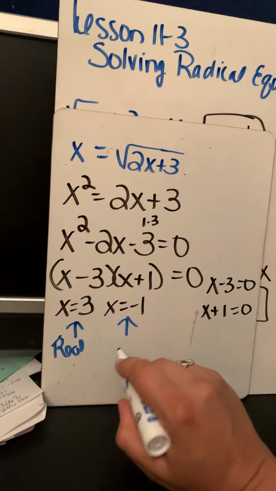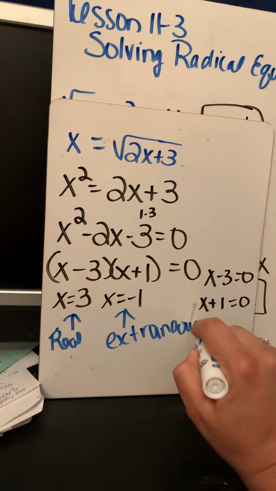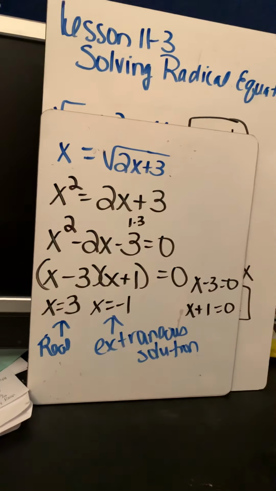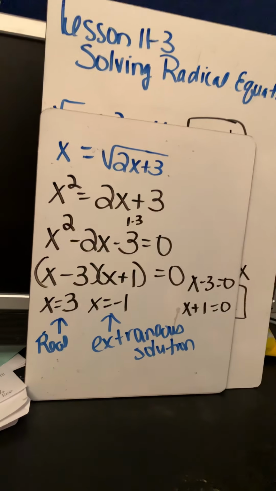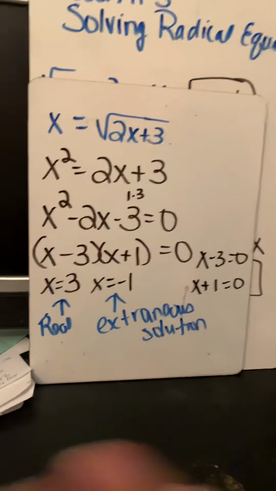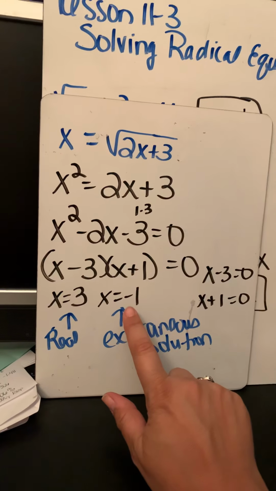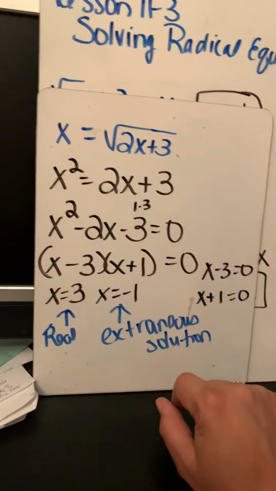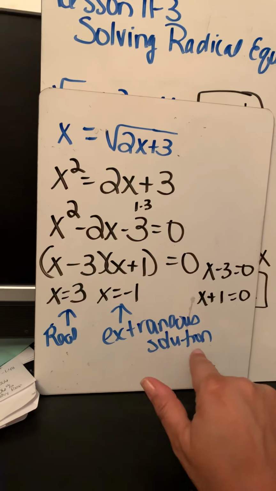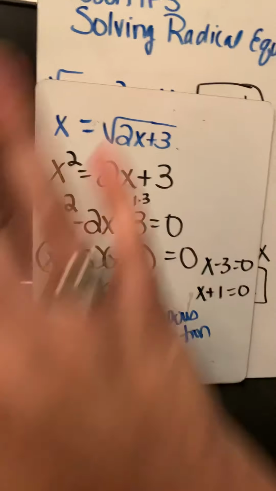This number here is what I call an extraneous solution. That just means it's an extra solution I got, but when I plug it back in, it doesn't work. That's why it's extraneous. It's a solution because I got it, but when I plug it back in, it doesn't work. That's why it's called an extraneous solution. You're going to hear this term time and time again in Algebra 2. So I just wanted to kind of introduce it.